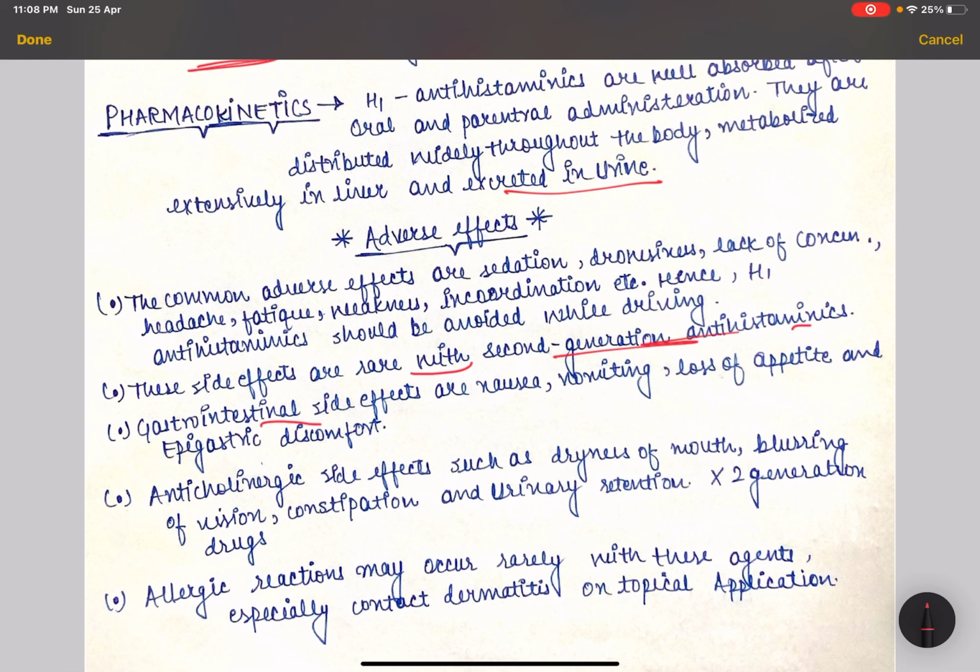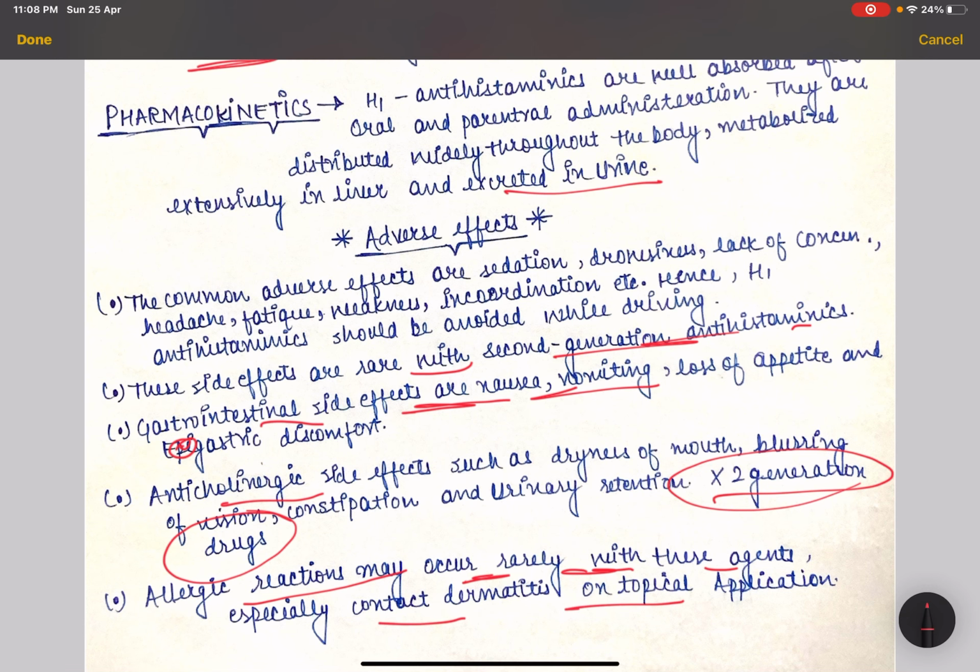Gastrointestinal effects like nausea, vomiting, loss of appetite, and gastric discomfort. Anticholinergic side effects, like the dryness of mouth we discussed, blurring of vision, constipation, and urinary retention. These do not occur with second generation drugs. Allergic reactions may occur rarely with these agents, especially contact dermatitis on topical application.